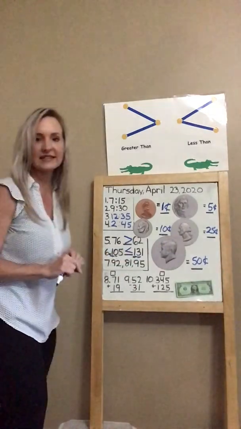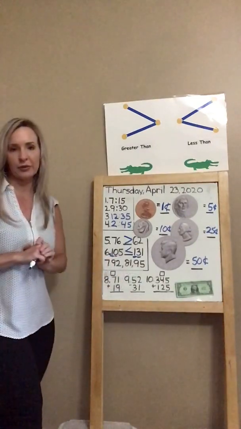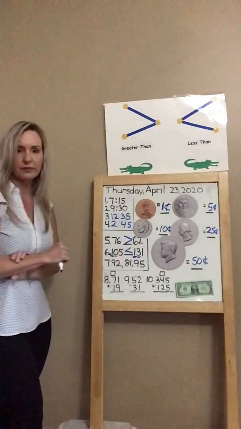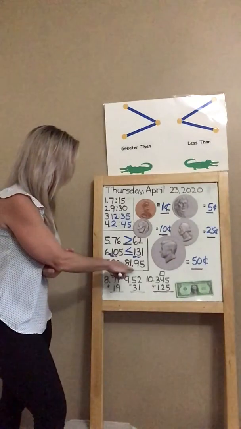Great job. Now, last comparison. I've written 3 2-digit numbers. I want you to write these 3 numbers on your whiteboard. You're going to write 92, 81, and 95.